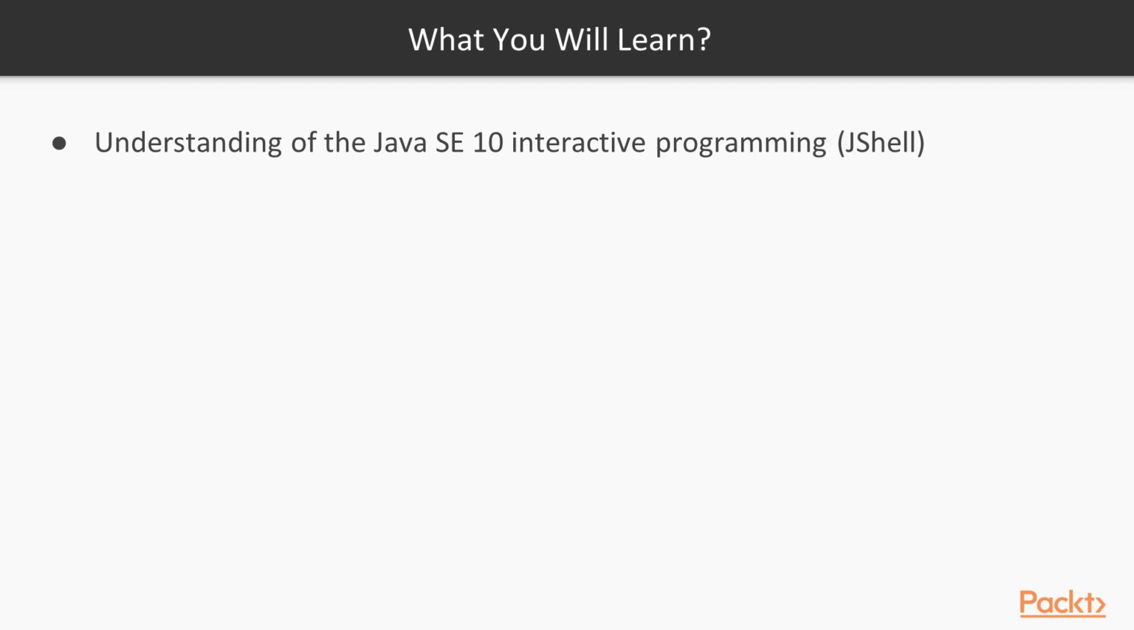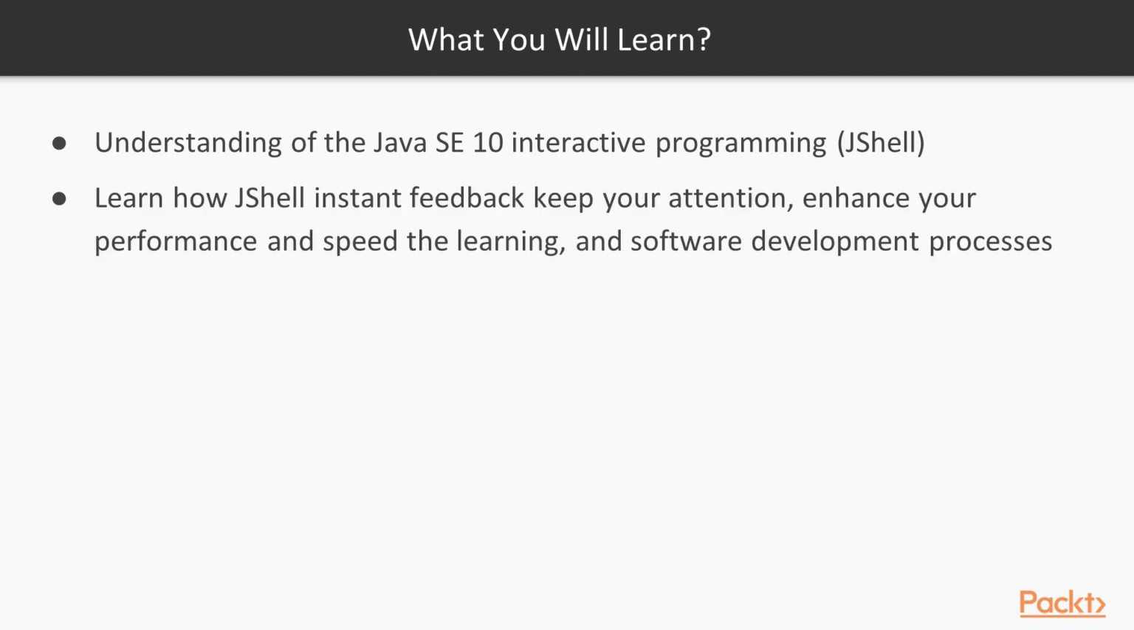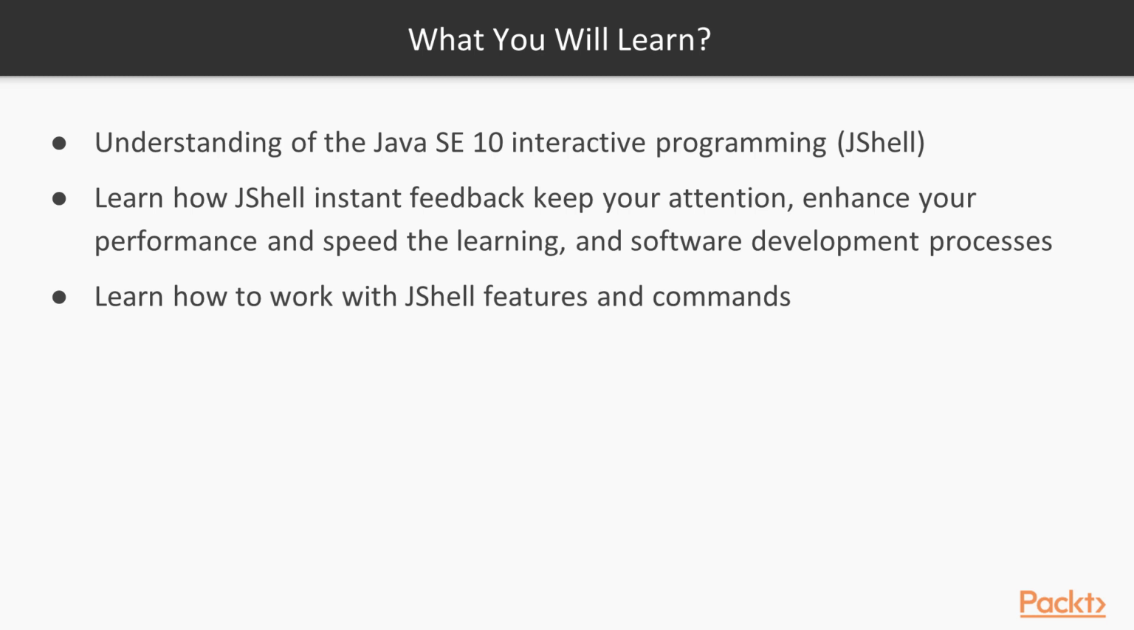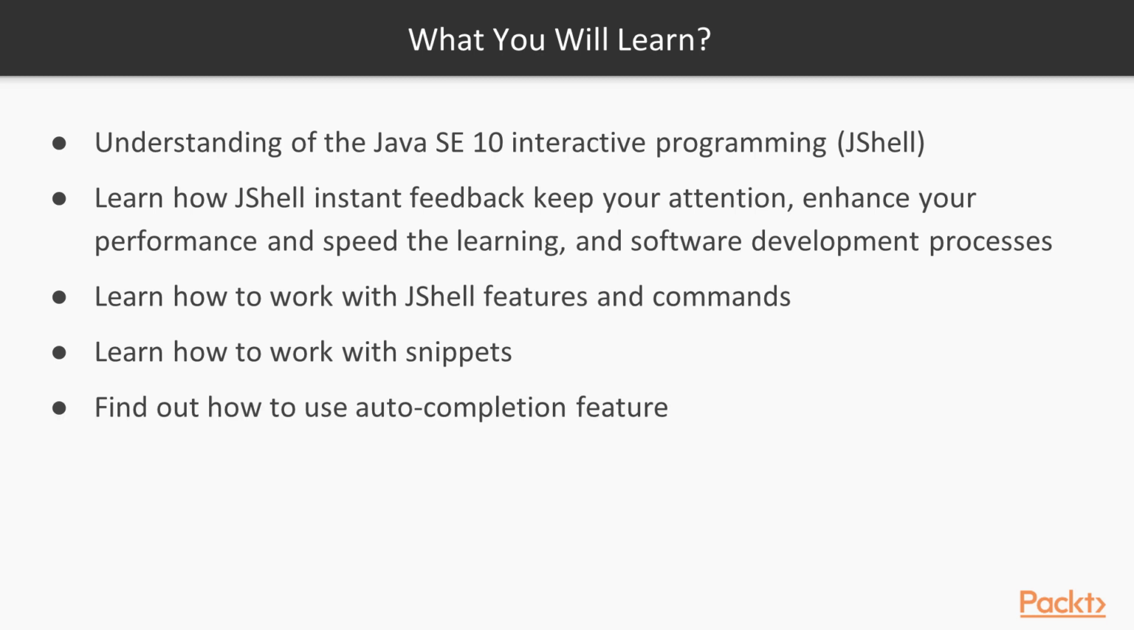See how JShell replaces the tedious cycle of editing, compiling, and executing code again and again with its read, evaluate, print, loop, REPL feature. Learn how JShell and its instant feedback keep your attention, enhance your performance, and speed up the learning of the software development process. Learn how to work with JShell features and commands and how to control the feedback level for more information. Learn how to work with snippets, which could be expressions, individual statements, multi-line statements, and large entities like methods and classes. Find out how to use the auto-completion feature, a key discovery feature that speeds up the coding process.